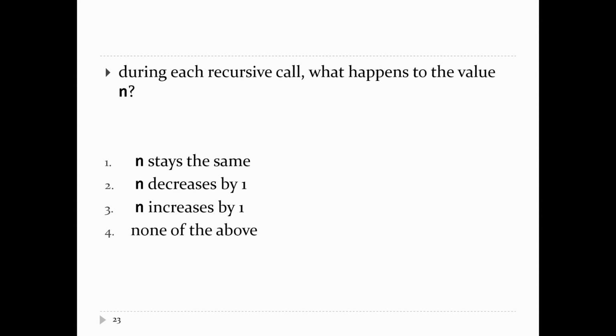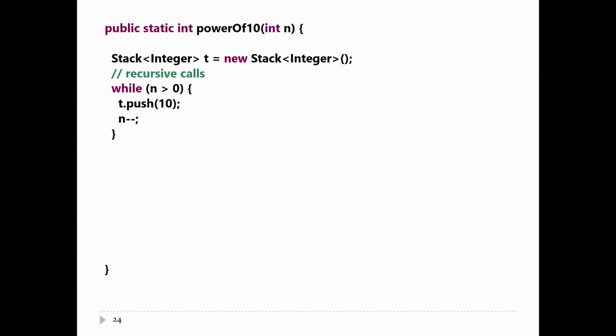During each recursive call, what happens to the value of n? Well, it's a recursive method. The base case is that n equals 0. In the recursive case, n is greater than 0, so every time you make a recursive call, n has to get smaller. Only one of these has n decreasing, so n decreases by 1 each time. Every time you call power of 10, you decrease the value of n by 1. That's why it says power of 10, n minus 1.